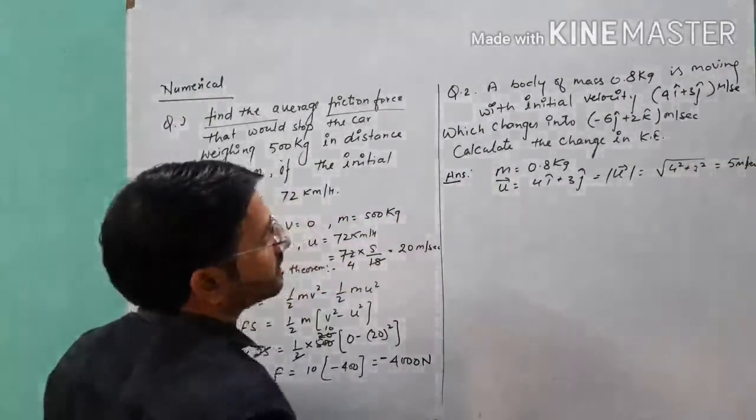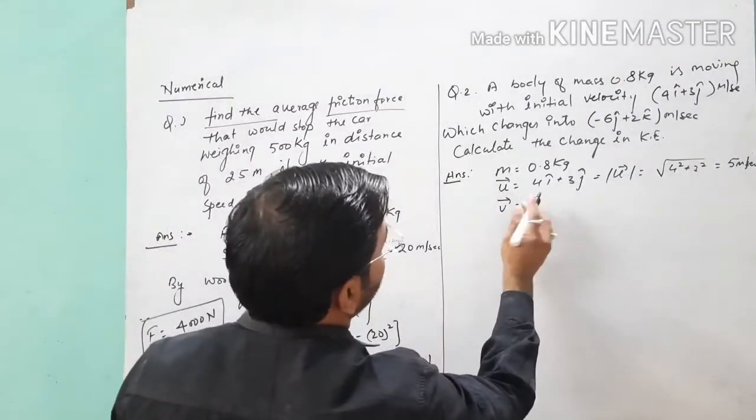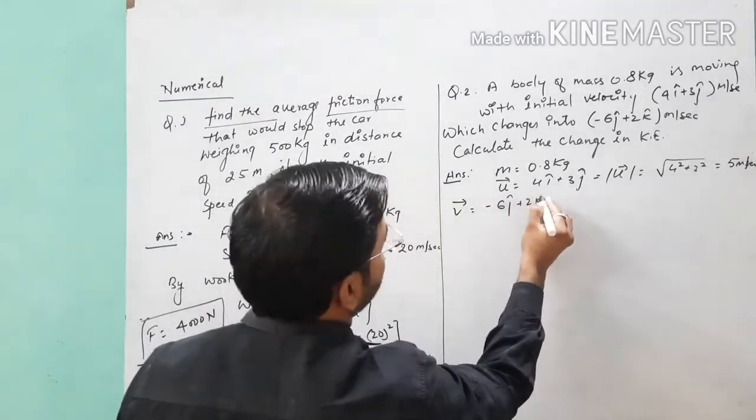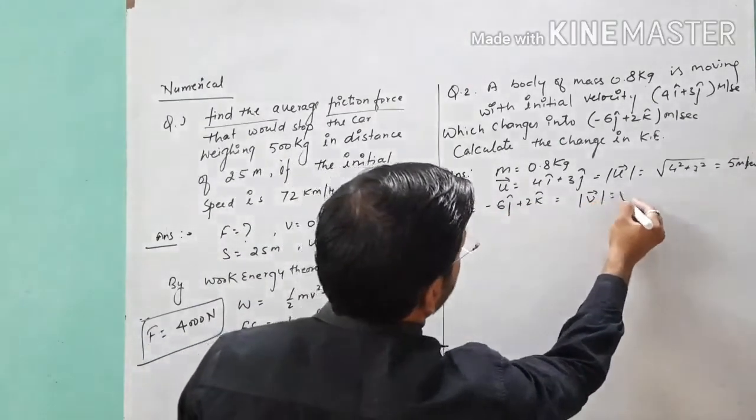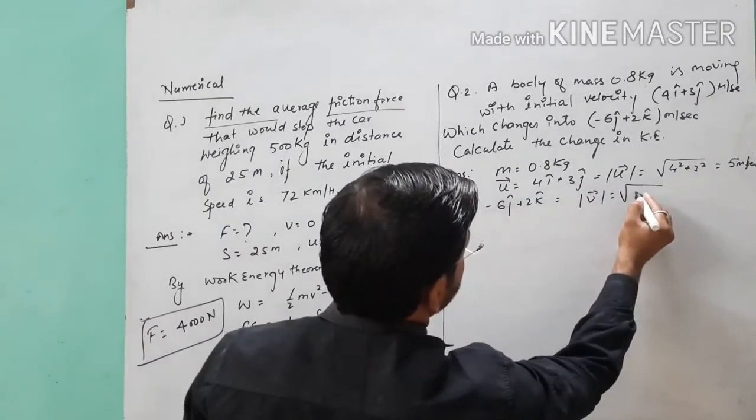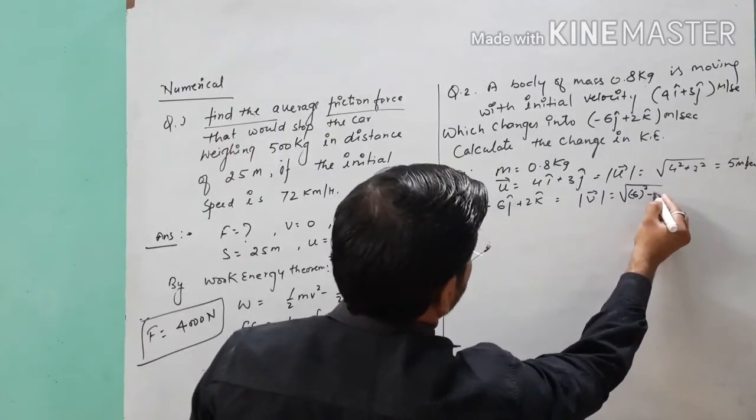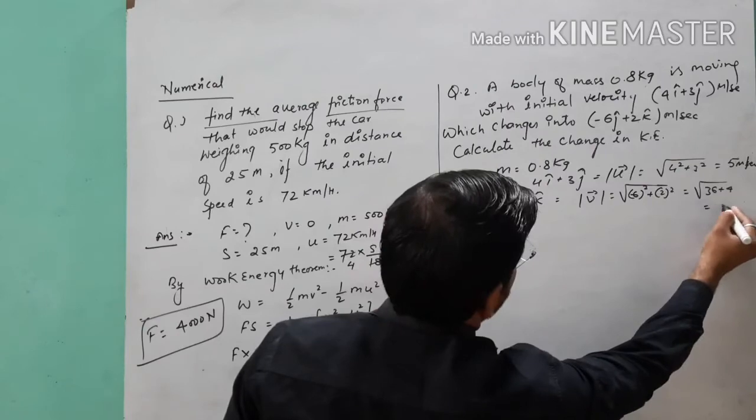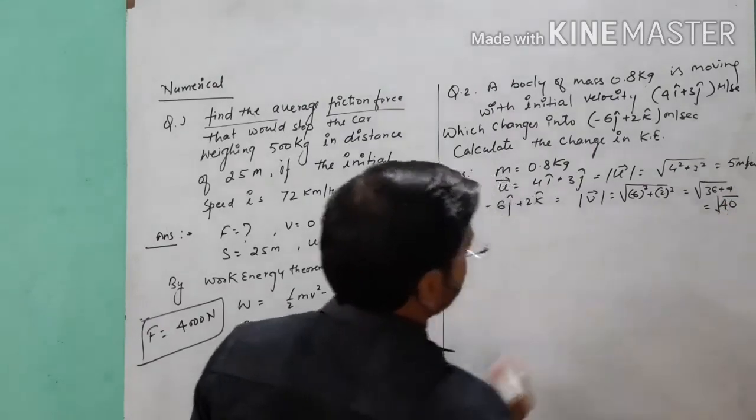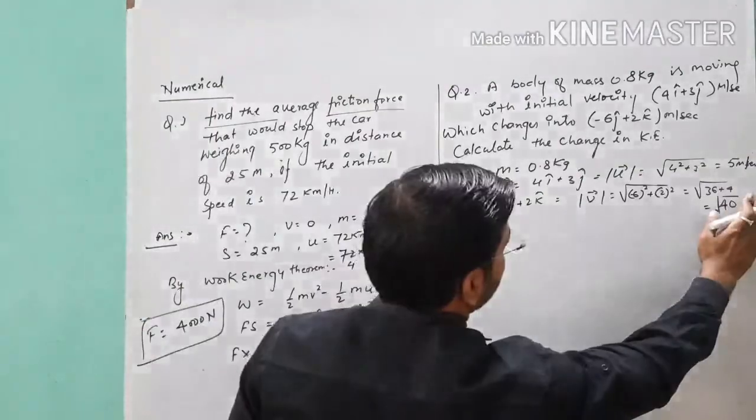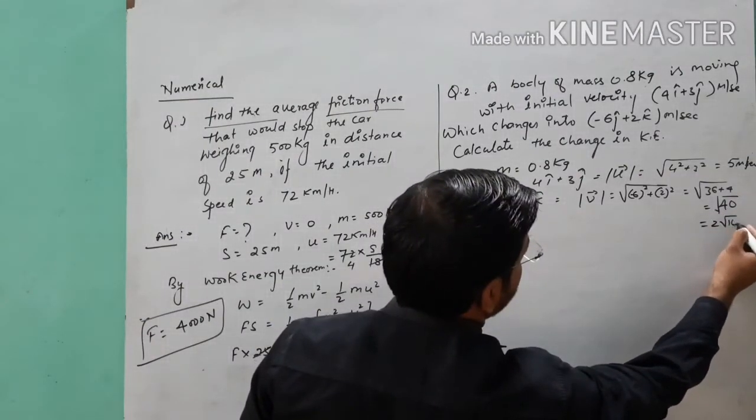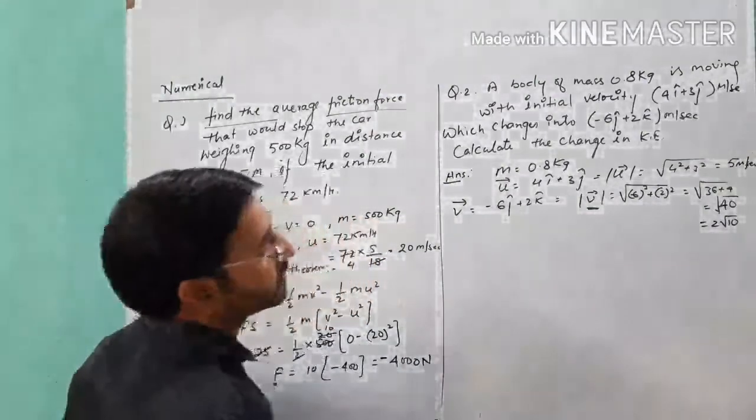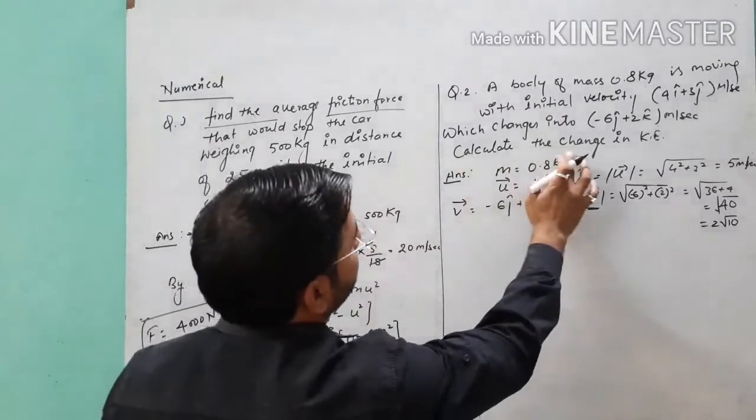It is the magnitude of the initial velocity, and the final velocity we can see is minus 6j cap plus 2k cap. So the magnitude of this we can write as square root of negative 6 square plus 2 square, which is equal to 36 plus 4, equal to 40. Square root of 40, 10 fours are 40, so we can write 2 root 10. 2 root 10 is our magnitude of final velocity.